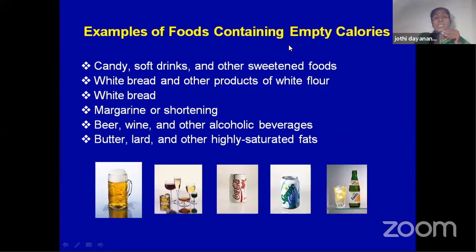So simple examples of food containing empty calories are candy, soft drinks, other sweetened food, white bread, freshly baked bread, margarines, or some kind of, you know, today the markets are there with so many marinations, etc. is being sold. Your beer, your wine, alcoholic beverages, all that leads to empty calories.